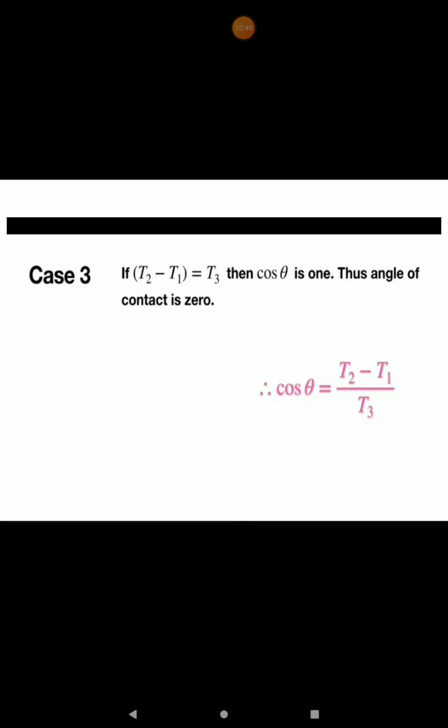Then case 3, if T2 minus T1 is equal to T3, the numerator is equal to the denominator, then the value of cos theta is 1, and thus the angle of contact is 0. As we know that cos of 0 is equal to 1, and it is for water, pure water in contact with the glass container.